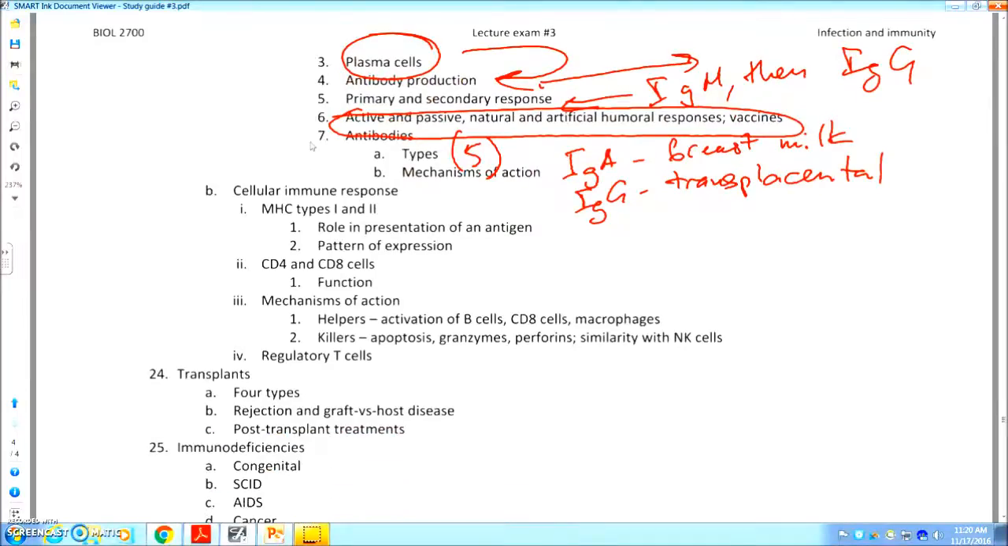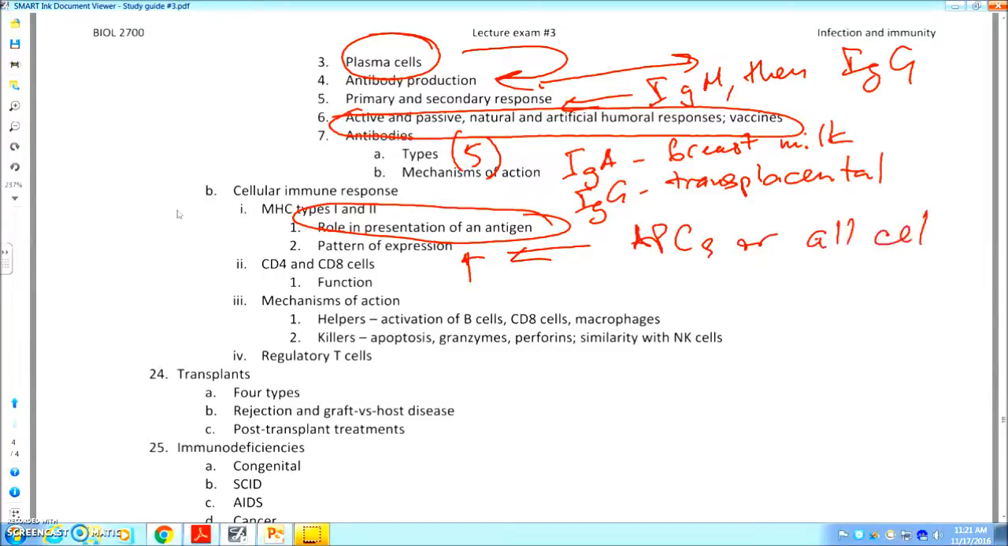Cellular. Types 1 and 2 and their role in antigen presentation: whether they are presented on all nucleated cells or only on the APCs.